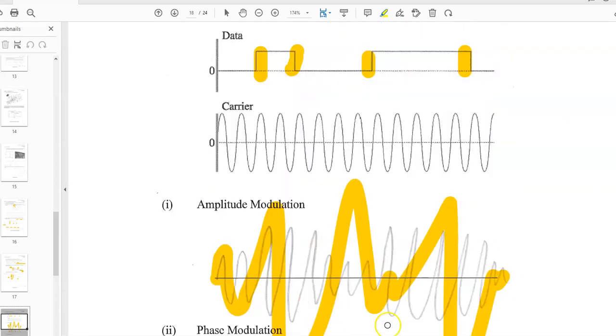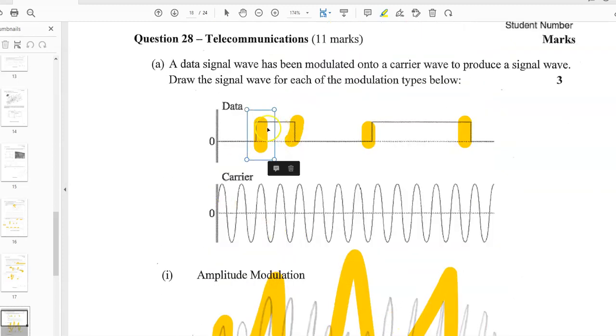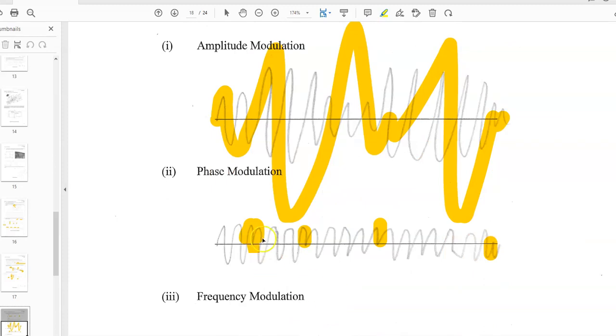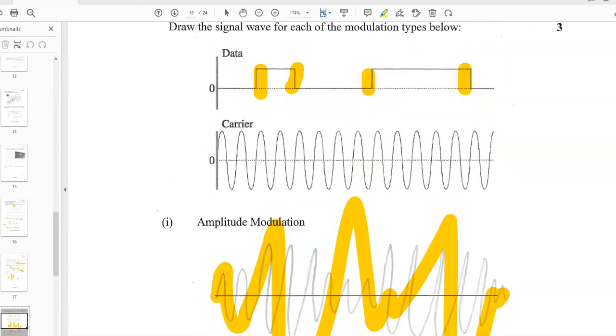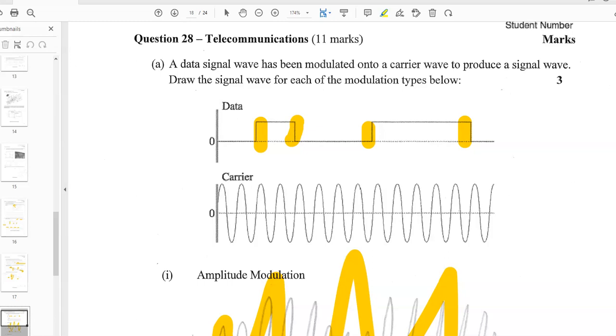FM, where the value is high, right? Where the value is high, we have a tighter line. Oh wait, that's the wrong one. That's why that doesn't look right. See how the lines are closer together? Yeah, where the value is high, the frequency changes.